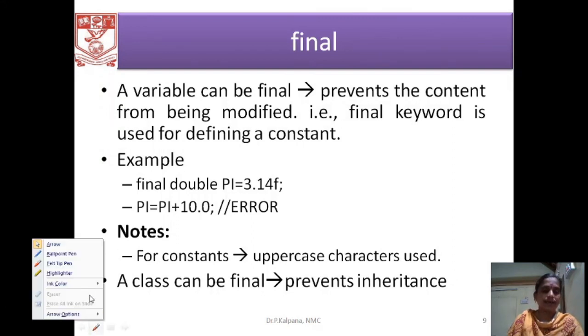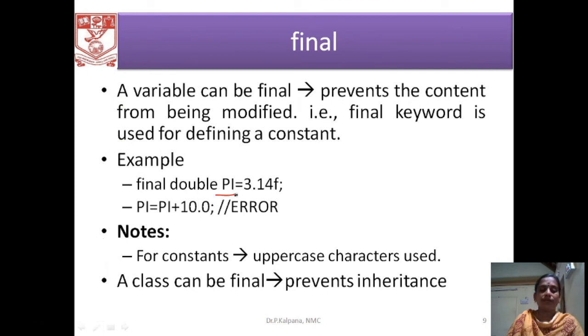Here, look at this example. I have defined PI as a double variable with the value 3.14, but before the double keyword, I have used final. Now this PI is a constant. Once PI is made a constant, it cannot be changed. Now I am trying to change the value, which gives an error message. One important note is that for constants we normally use uppercase characters. A variable can be final, similarly a method can be final, and similarly a class can be final. If a class is final, it prevents further inheritance.